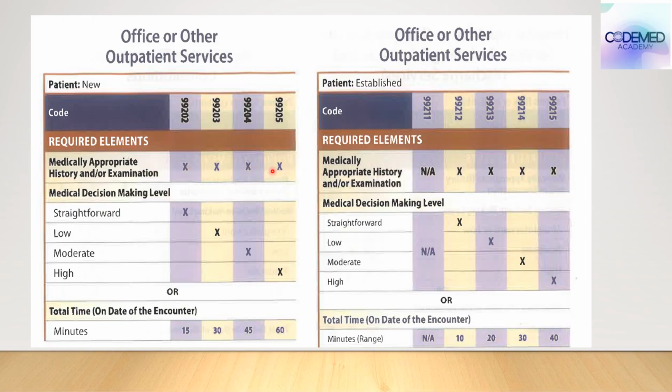Since it's a part of the MDM, we do not have different levels for it, but what we look for is the medical decision making, and in this case we have the different levels: straightforward, low, moderate and high. Straightforward is level 1, low is level 2, moderate is level 3, and high is level 4 type of examination. And every examination has the time limit.